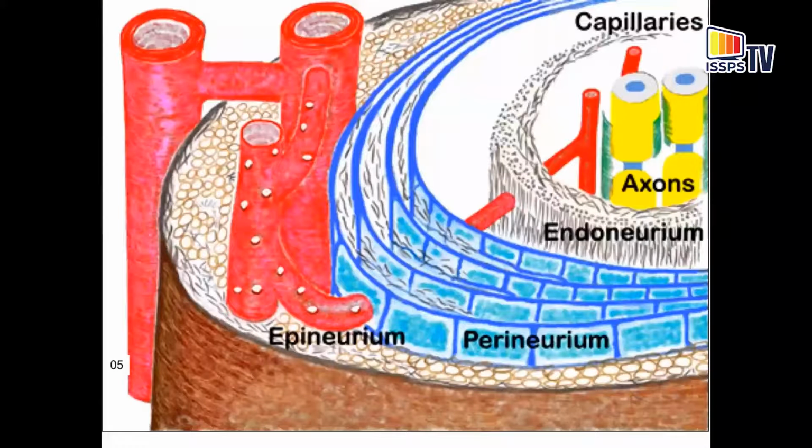Here you can see the coverings of the nerve: endoneurium, perineurium, and epineurium. Sometimes the terminology is a problem. I will consider epineurium only the most external covering of the nerve, and fat among fascicles as interfascicular tissue.